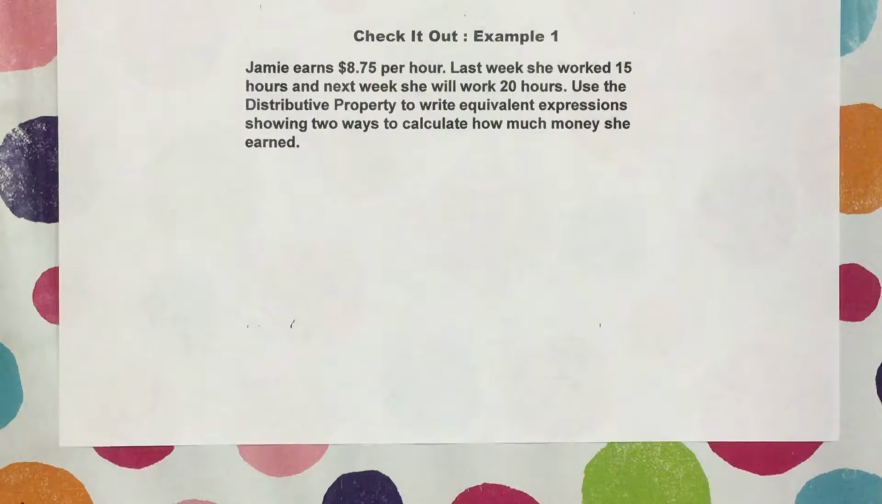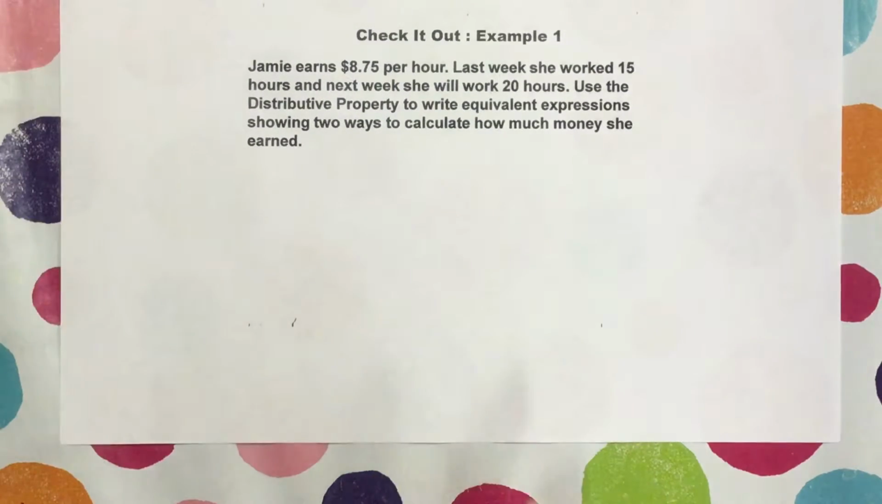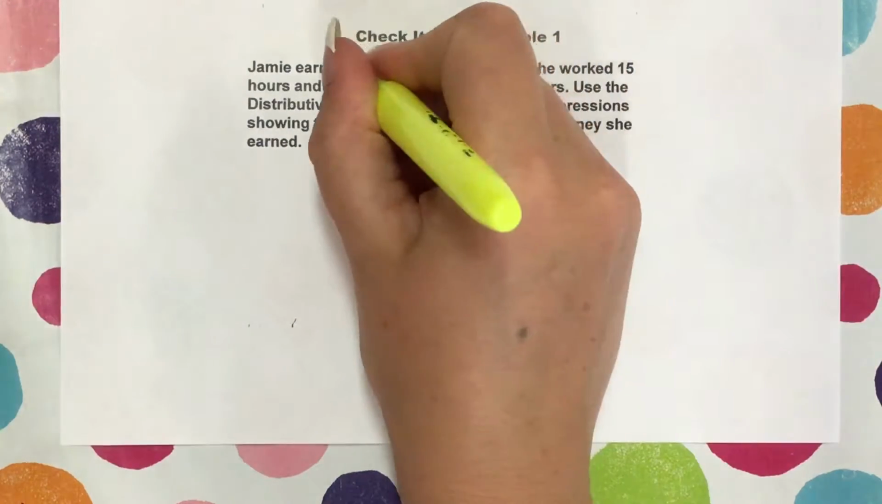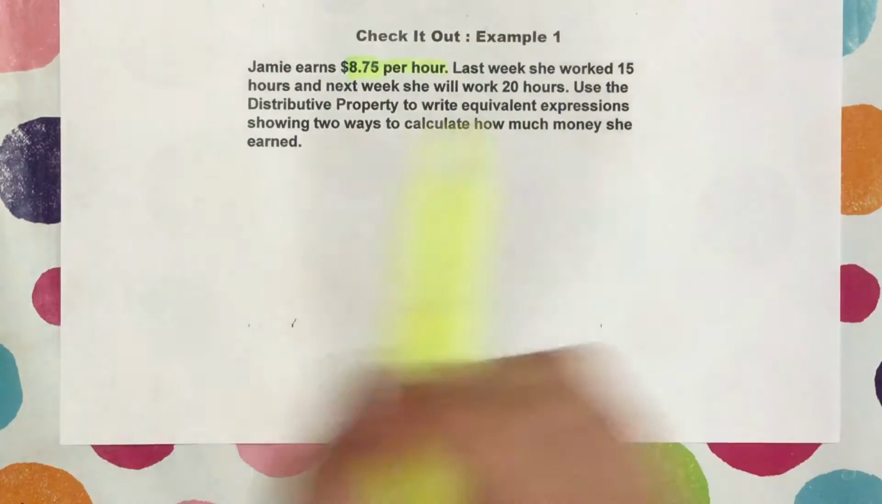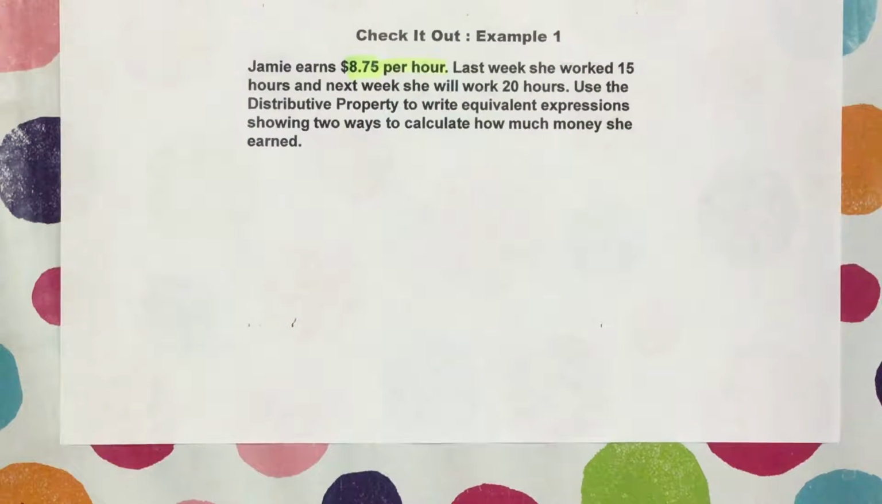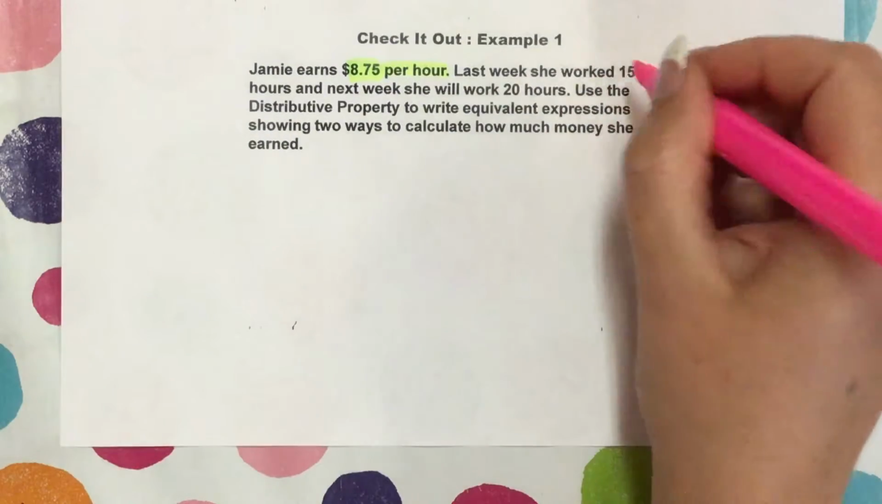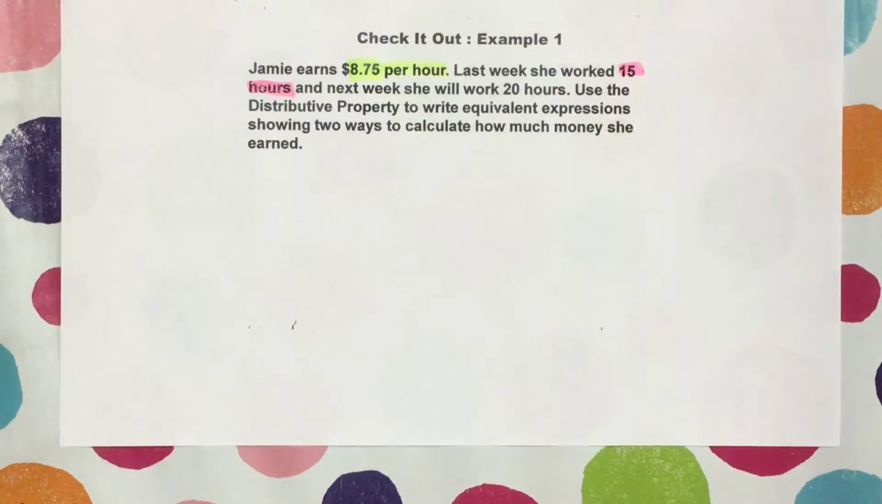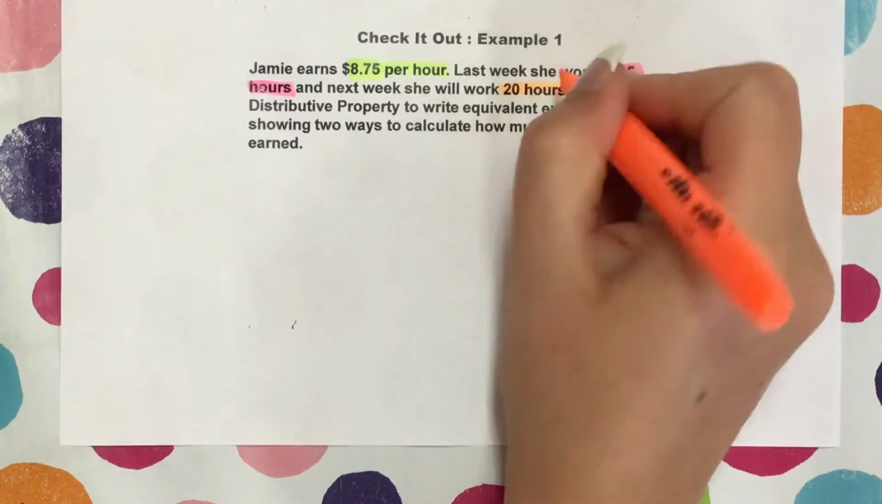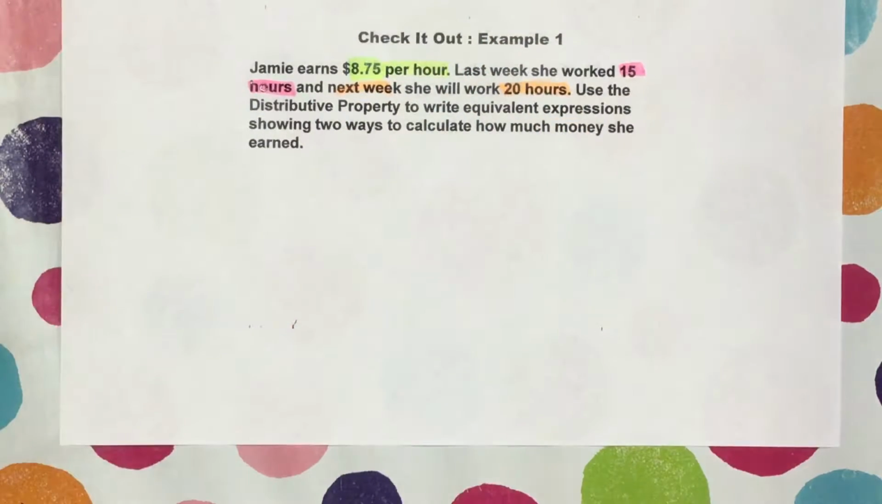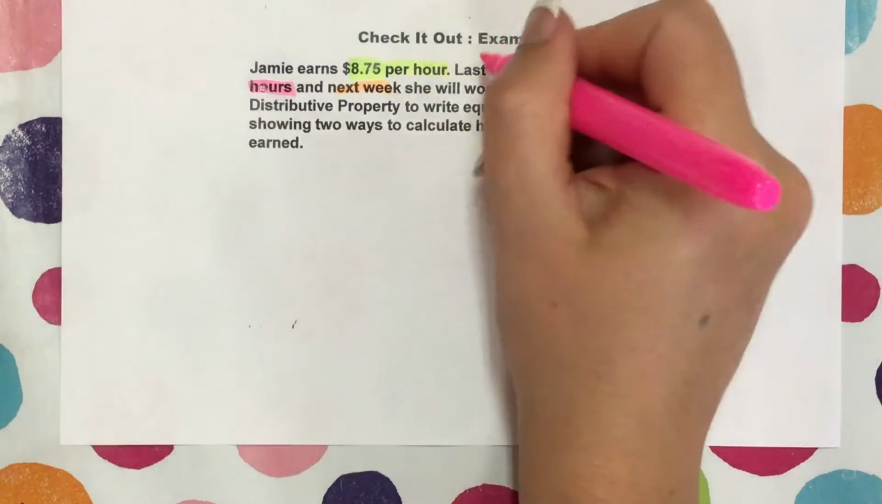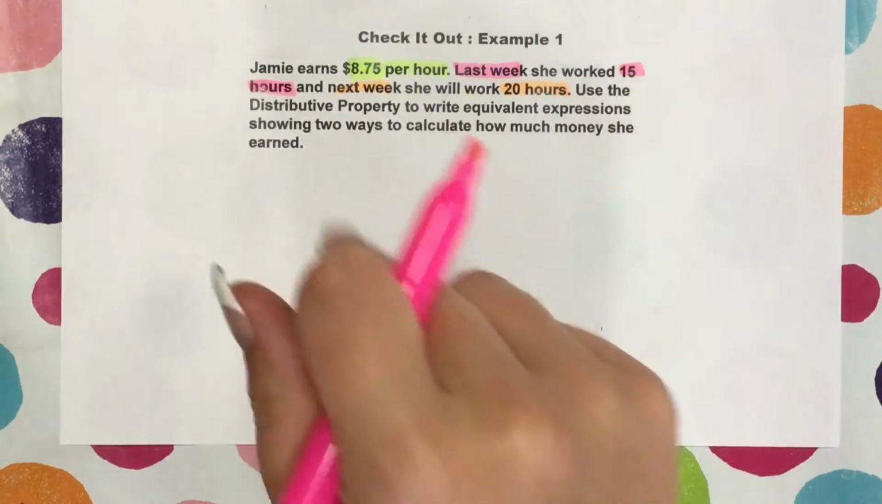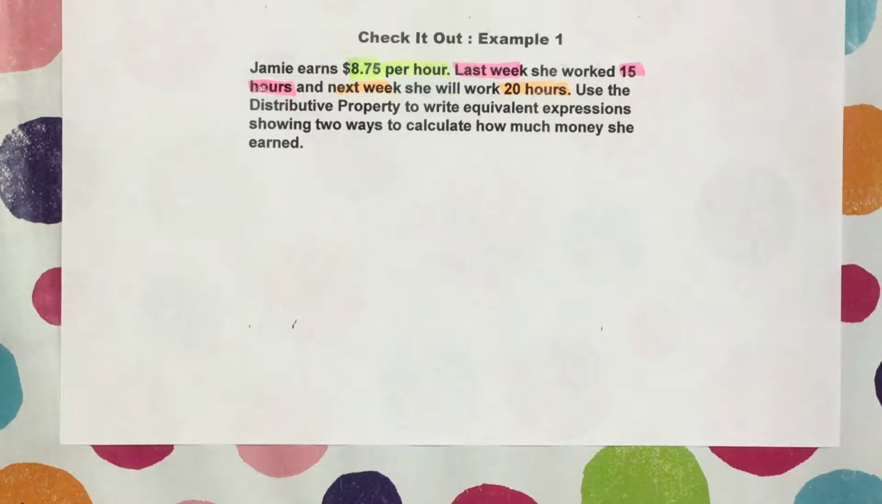All right, we are back. Let's go ahead and check it out. So I'm going to read the problem. It says Jamie earns $8.75 per hour. So that's a key information. That's how much money she makes per hour. Last week, she worked 15 hours. And the next week, she worked 20 hours. Oh, I probably should highlight last week. So last week, she worked 15 hours. The next week, she worked 20 hours.